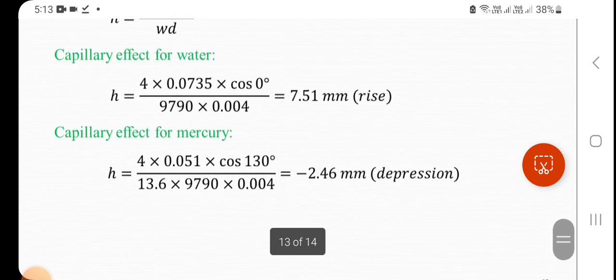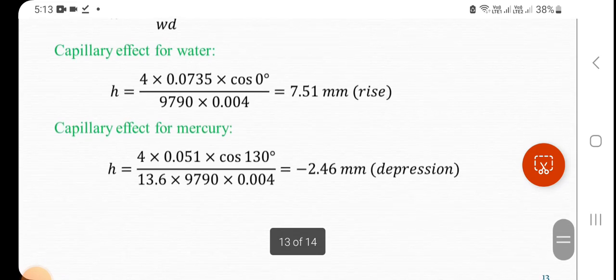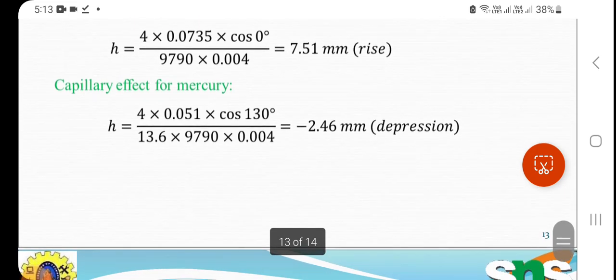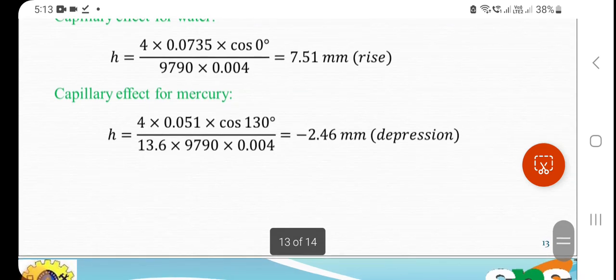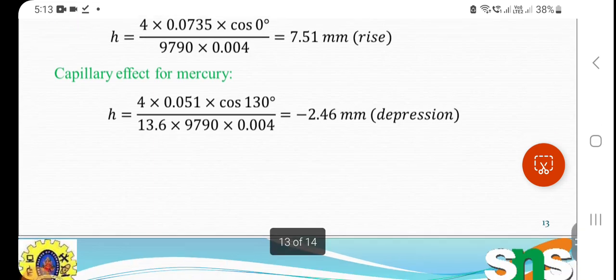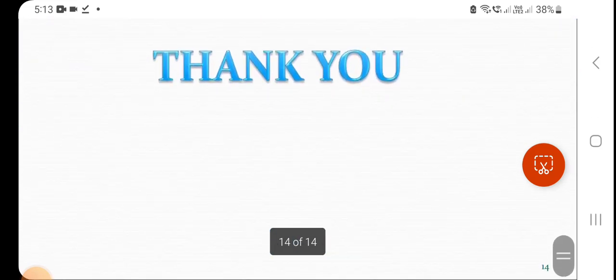So it is equal to, cos 0 is 1, 7.51 mm rise. Capillary effect for mercury: cos 130 degrees, and the specific gravity of mercury is 13.6, with g as 9.81. Thank you.